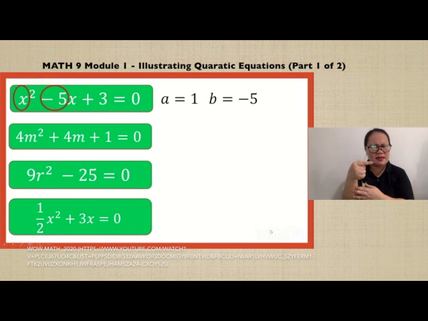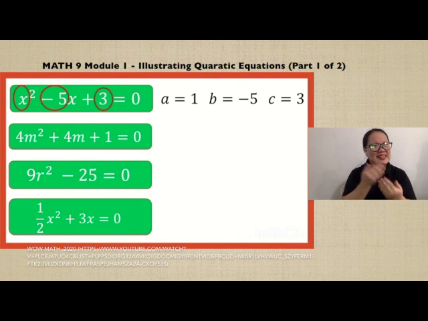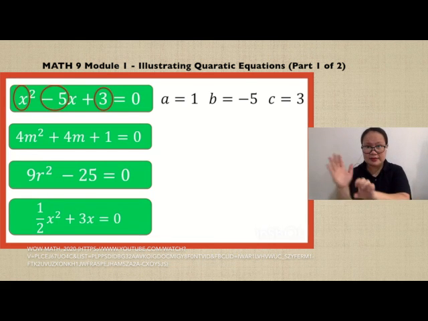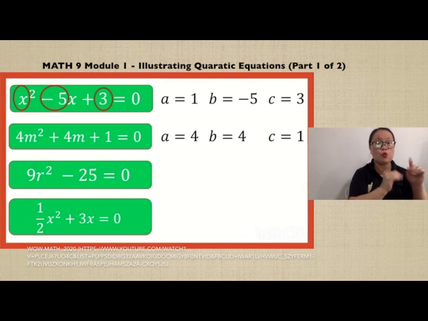Next, b is equal to negative 5. So, ito yung nasa gitna. And then, c is equal to 3. So, yan lang ang paraan ng pagkuha ng a, b, and c. You have to arrange it first into standard form para makuha natin ang value ng a, b, and c. Next, 4m squared plus 4m plus 1 is equal to 0. A is equal to 4, b is equal to 4, c is equal to 1.